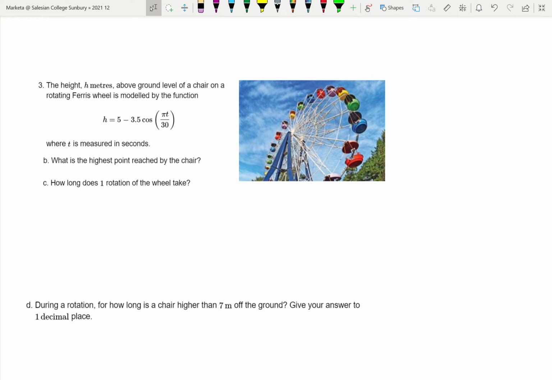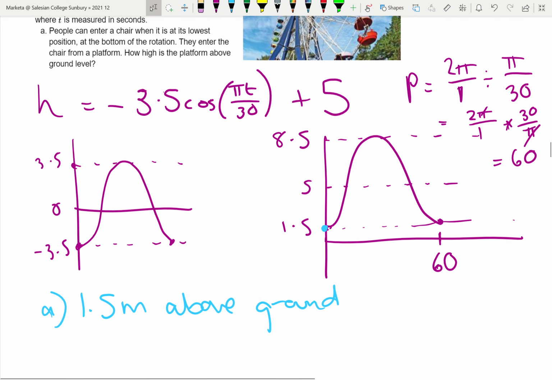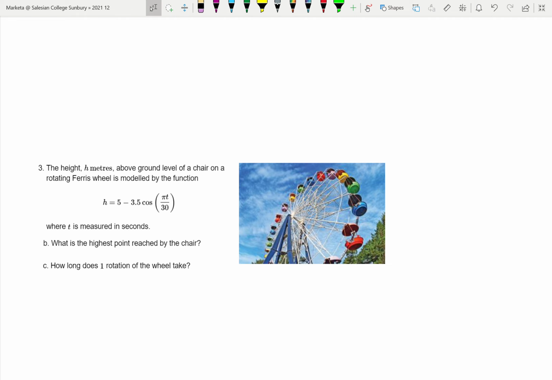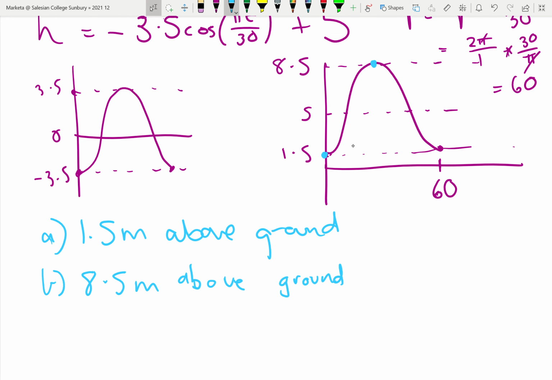So part B, what is the highest point reached by the chair? So we can just refer back to the graph there, and we can see the highest point reached would be 8.5 meters. And again, if you draw it first, then all these questions are pretty easy, and you've got a visual representation of the cycle of the Ferris wheel, or whatever the question would be asking, and then you can find your values quite nicely. Next, how long does one rotation of the wheel take? So we've already got that from the graph too, 60 seconds.